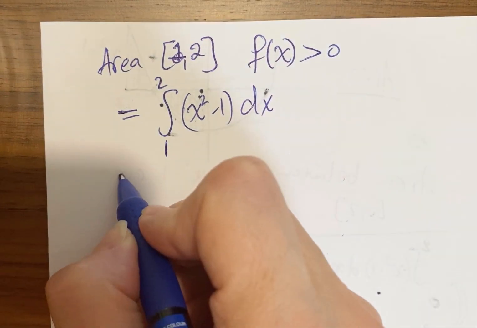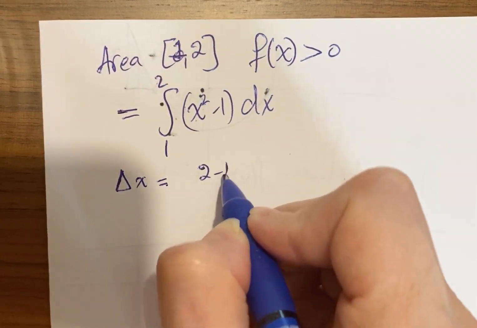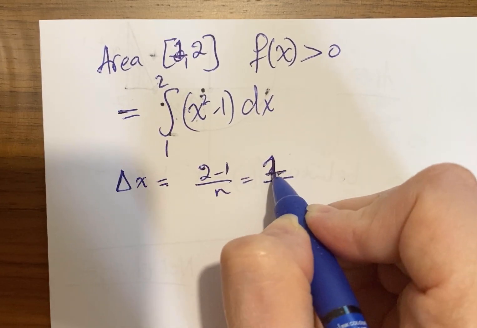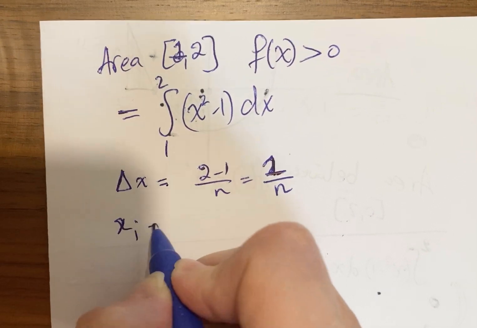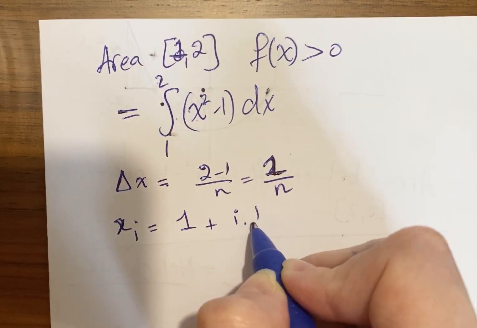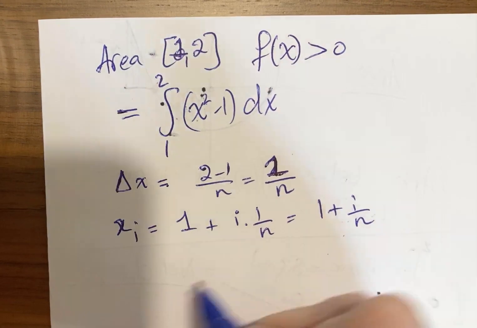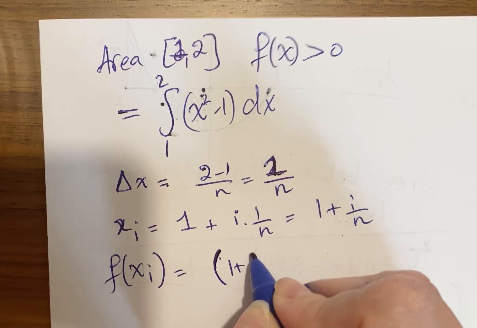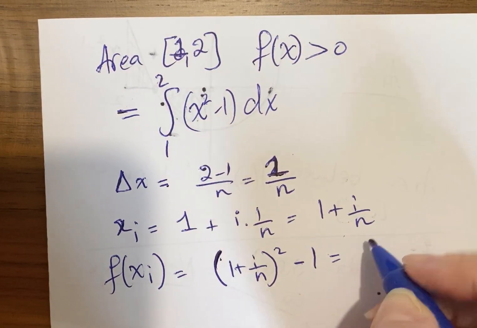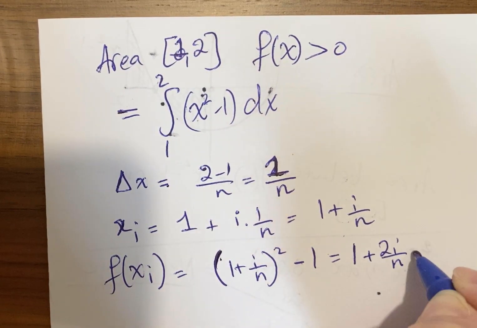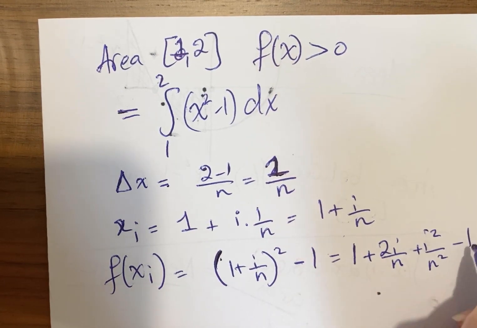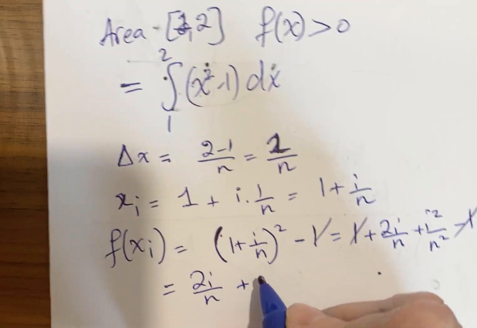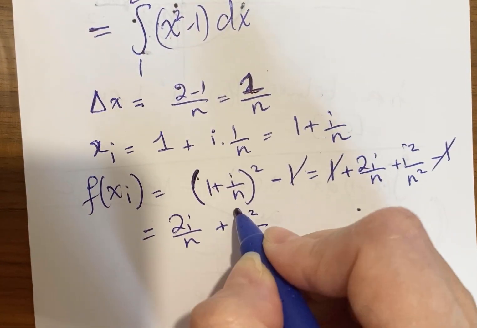So in order to do that, again, we need the width, which is 2 minus 1 over n, so 1 over n. We need xi, which is a plus i delta x, so 1 plus i over n. We need f of xi, which is equal to 1 plus i over n squared minus 1, which is equal to 1 plus 2i over n plus i squared over n squared minus 1. Those cancel. So I'm left with 2i over n plus i squared over n squared.